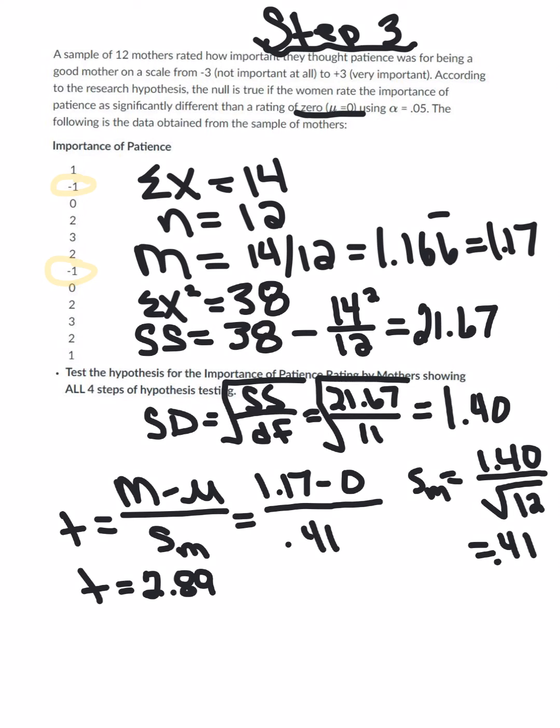So now we need to calculate our effect size. So I always use Cohen's d. So we're going to use the sample mean, because the sample mean minus 0 is 1.17. So I'm going to use the 1.17, but then I'm going to divide it by the actual standard deviation, which is 1.40. Okay, and so that ends up being 0.8357. I'm going to round that to 0.84. Now we have our Cohen's d.